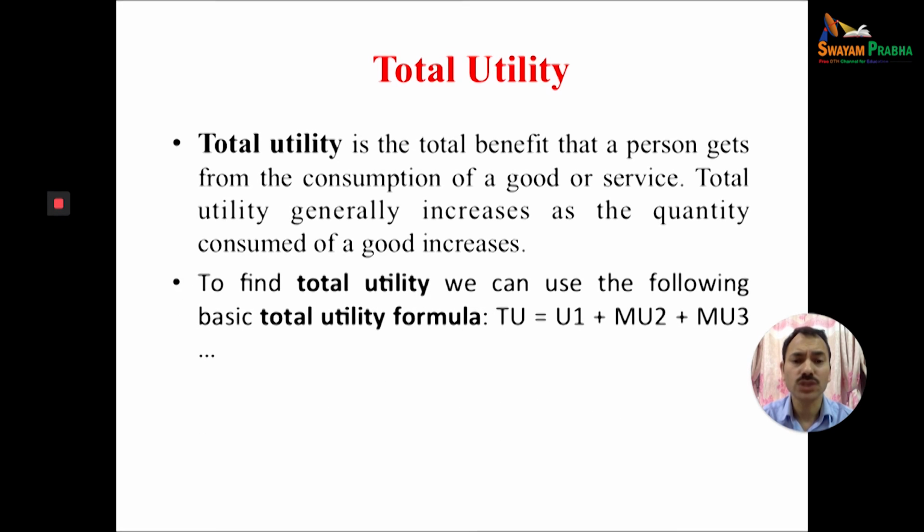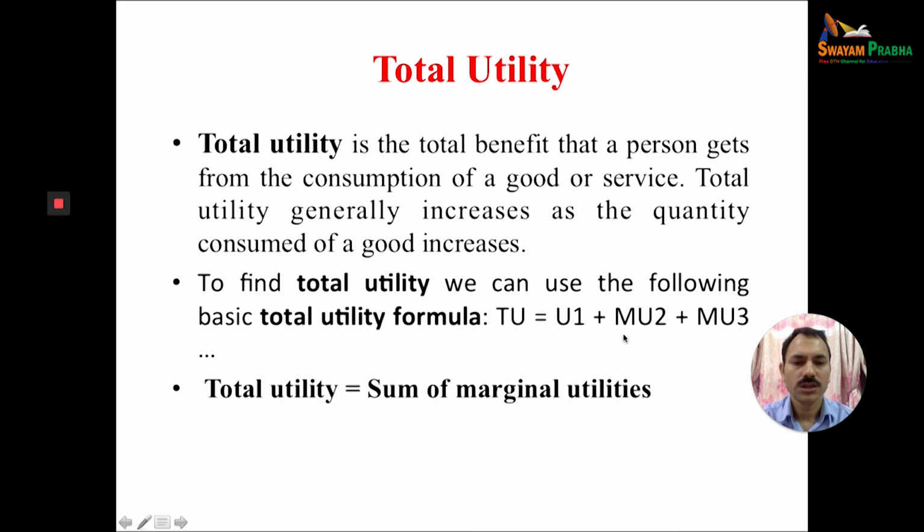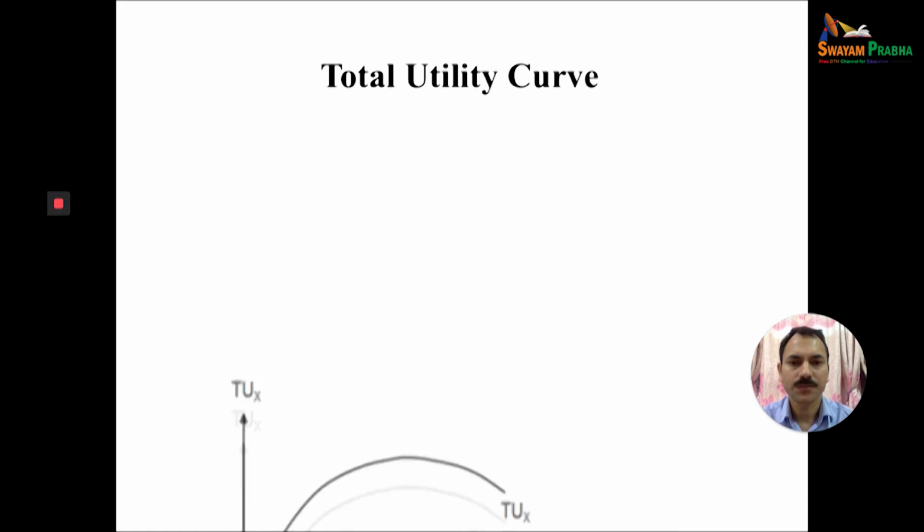To find the total utility, we can use the following basic utility formula. Total utility is equal to MU1 plus MU2 plus MU3. MU means marginal utility. Marginal utility means additional utility derived from the consumption of one extra unit of the commodity. Total utility is the sum of marginal utilities.